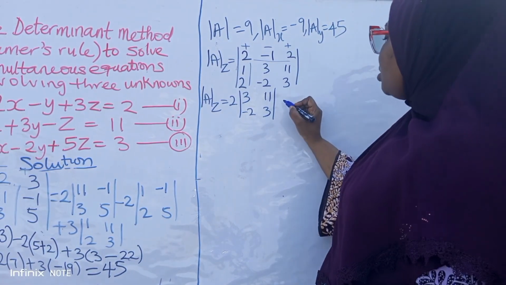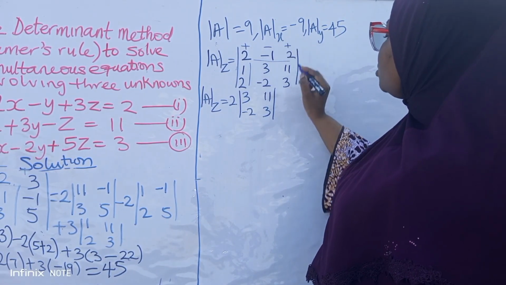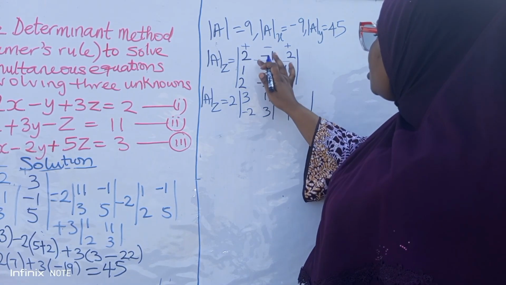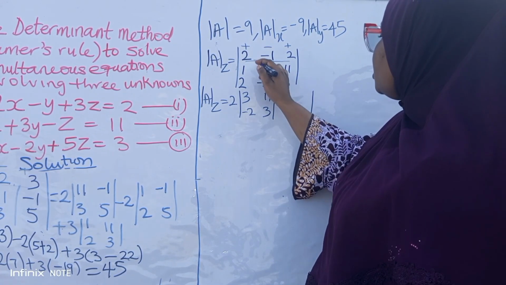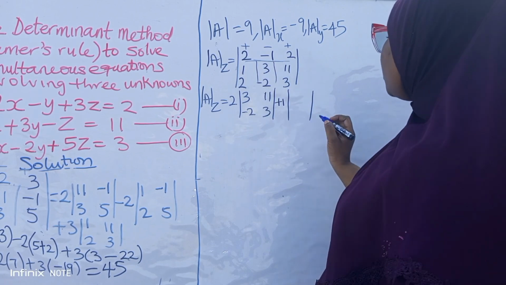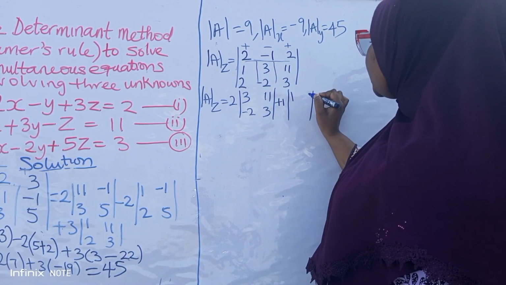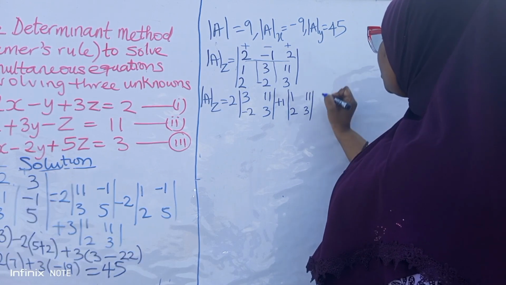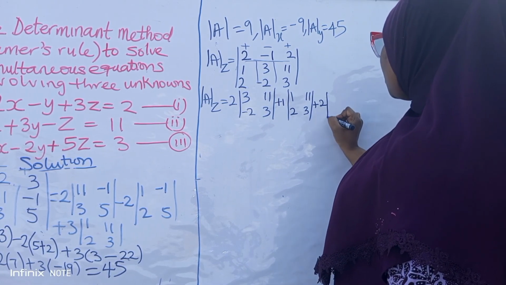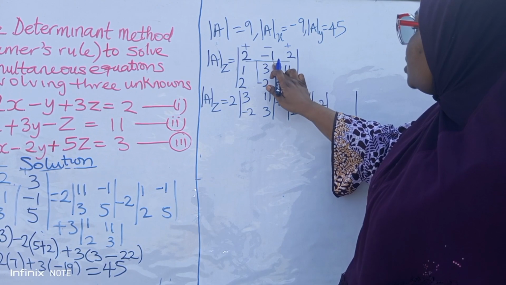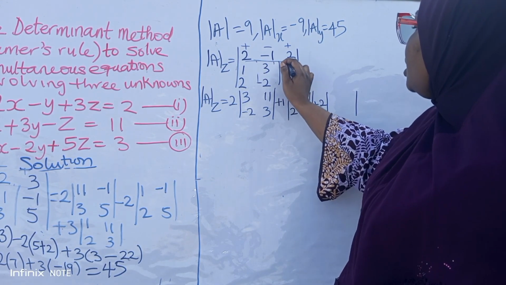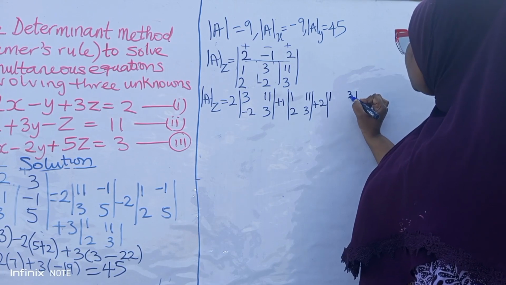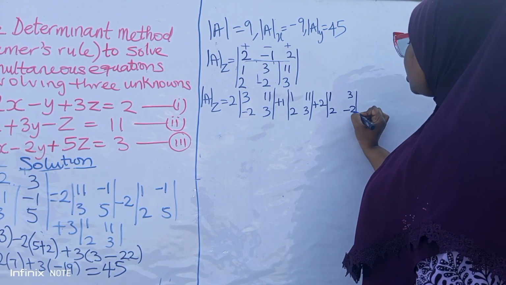Then you put minus 1 here, but multiply it by minus, plus 1. So this will be, cover it vertically, cover it horizontally. So you have 1, 11, 2, 3. Then plus 2. Cover it vertically, cover it horizontally. So I have 1, 3, 2, and minus 2.